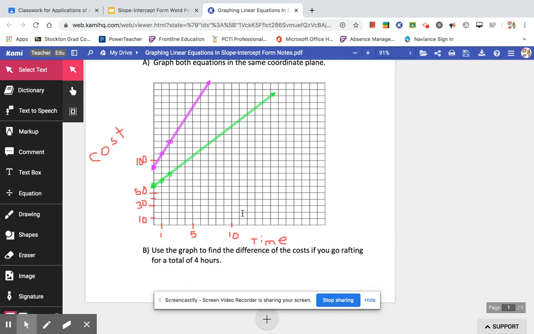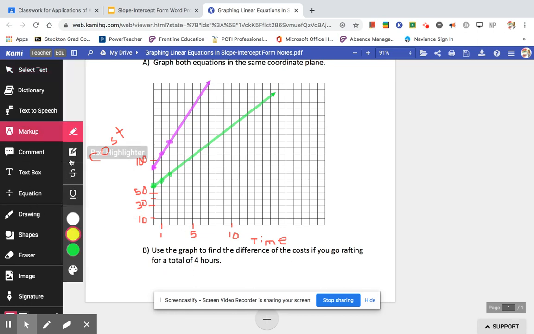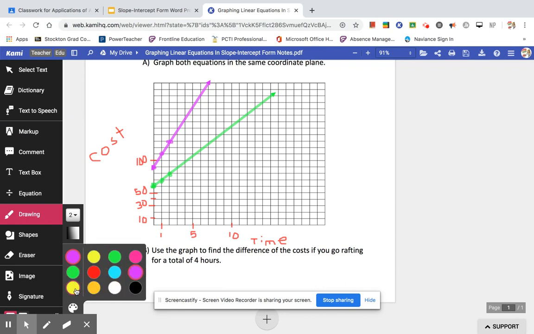So part B is a little bit different. Part B is saying use the graph to find the difference of cost if you go rafting for a total of 4 hours. So here's where we're actually going to use the graphs to answer the questions. So it's asking specifically here for what would it be in 4 hours. So if I take a look at my x-axis, that's time. I'm going to hit 4 hours about here. So this is going to be my 4. So what I'm going to do is I'm going to follow that up and look and see what the values were for each of these lines at 4 hours.